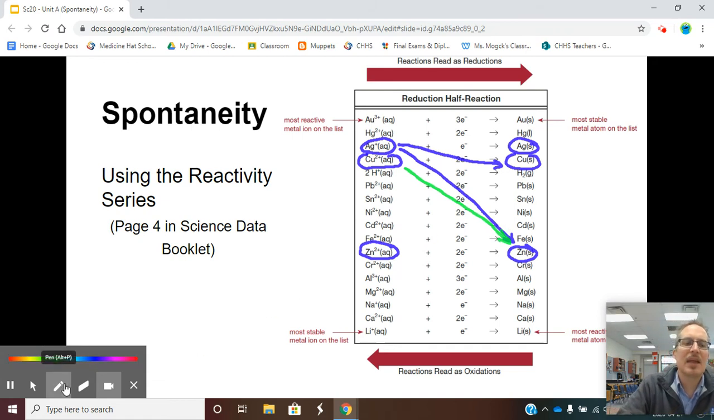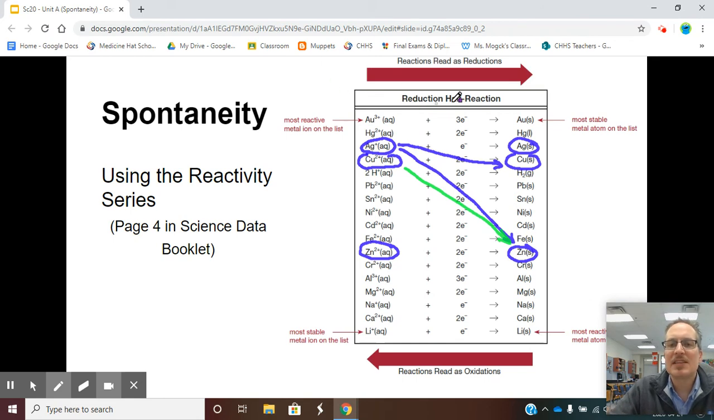Now, the thing you have to do in your data booklet is, and I allow you to do this, these are all written as reduction half reactions. I know they're reductions because think of the saying from yesterday. Leo the lion says, grr. All of these equations are gaining electrons. The electrons are all on the left-hand side, gaining electrons, reduction. Here are 20 examples in our data booklet of reduction half reactions.